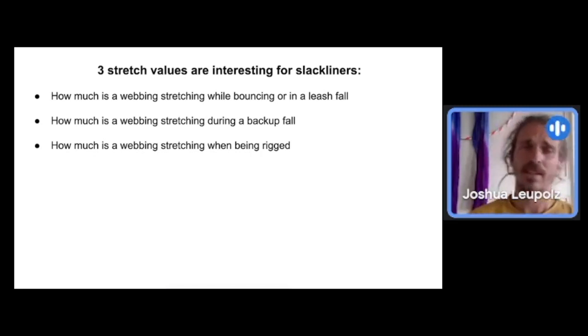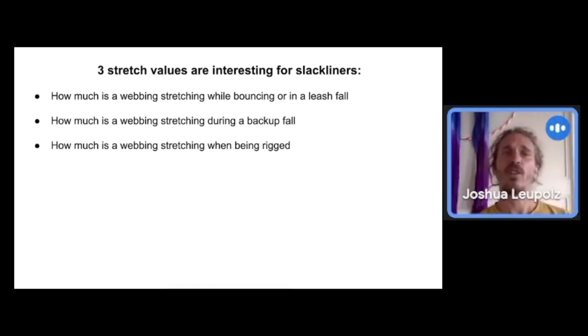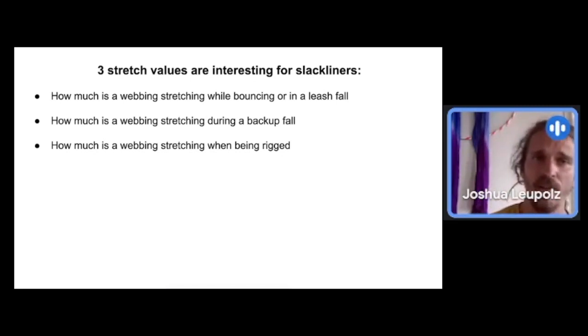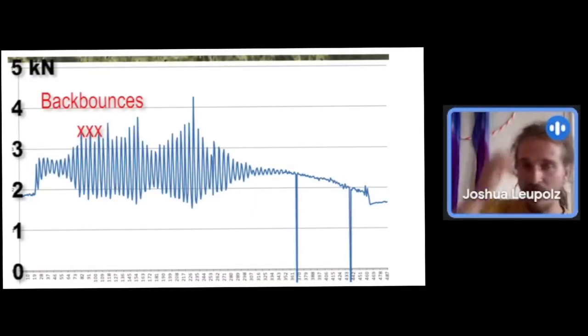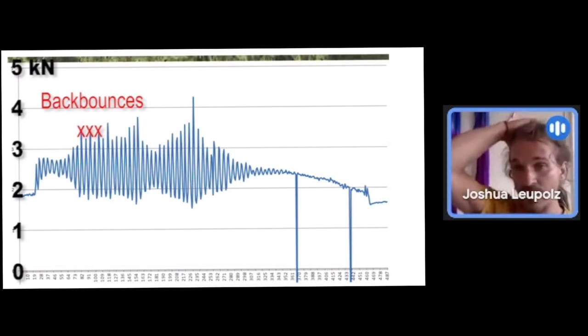So my proposal is how to measure these things. First of all, we need to agree on a range. What is our standard? How do we want to measure it? And therefore, it's worth looking a bit at real-life data, what is actually happening while bouncing. And here I found a graph online of a person bouncing on the line.